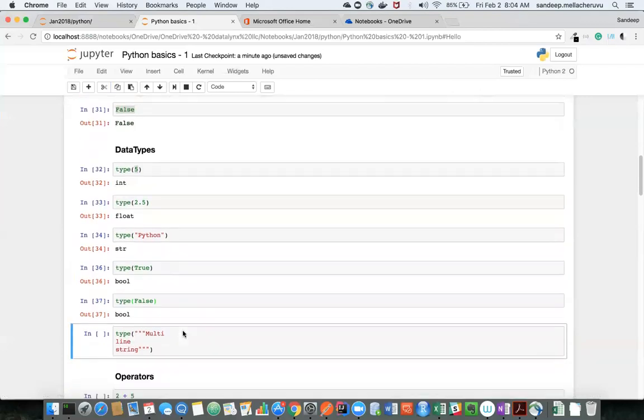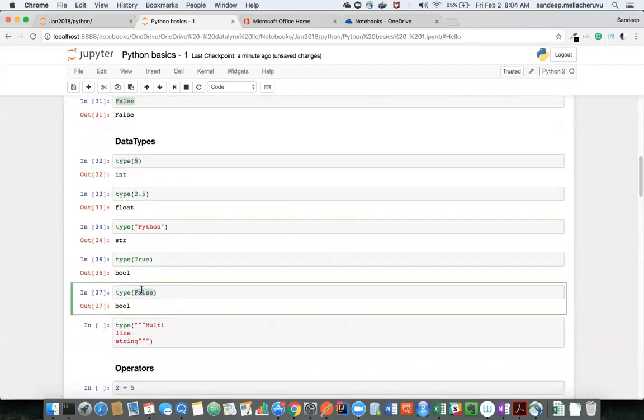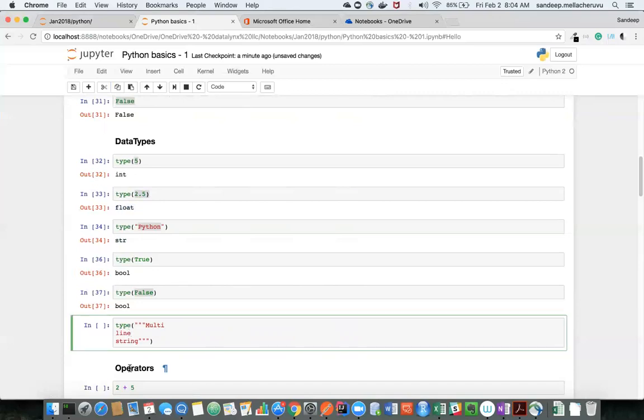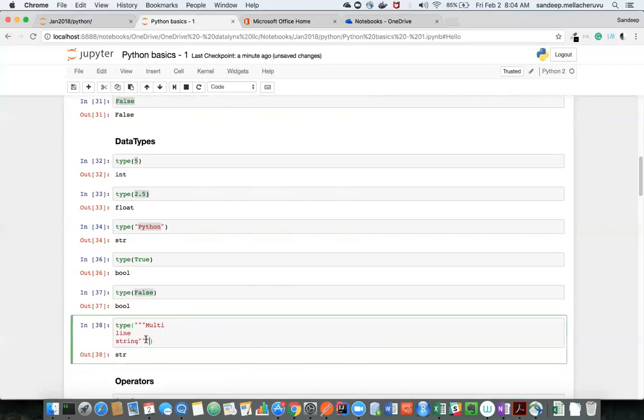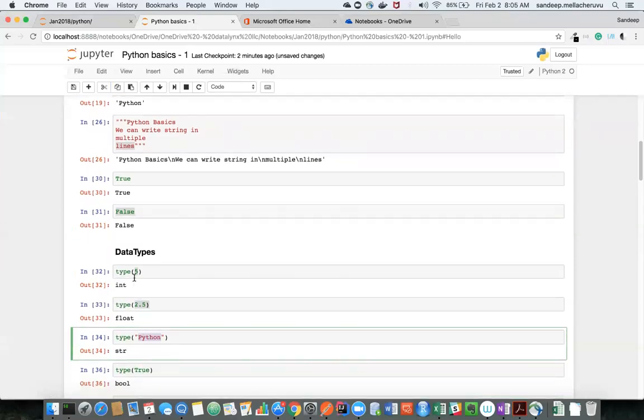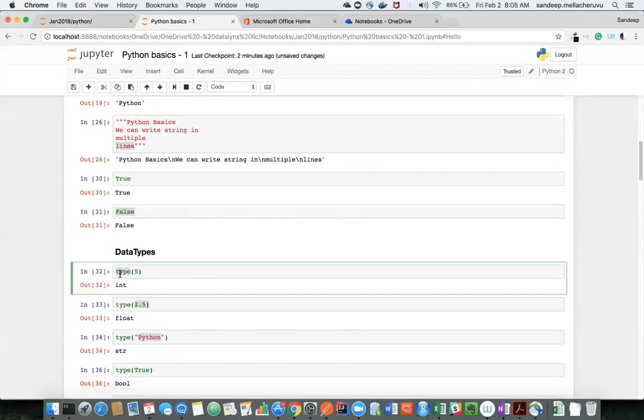What it means is it is a type. This literal is of type Boolean. This literal is of type string. This is of type float, and this is of type int. 5 is of type int. Now, what if I do a multi-line string? It will still say it is a string literal. Every data point that you enter into Python will implicitly have some data type, whether it is a 5 or 2.5 or Python or anything. Everything will have a type. If you enclose it with the type function, there is a function called type.